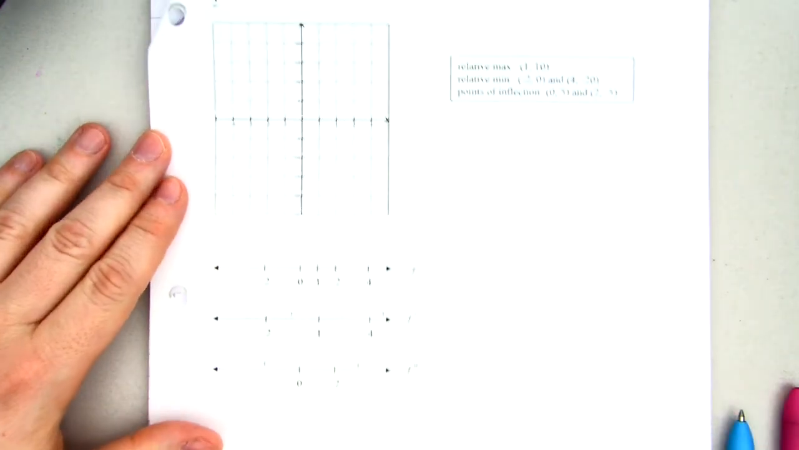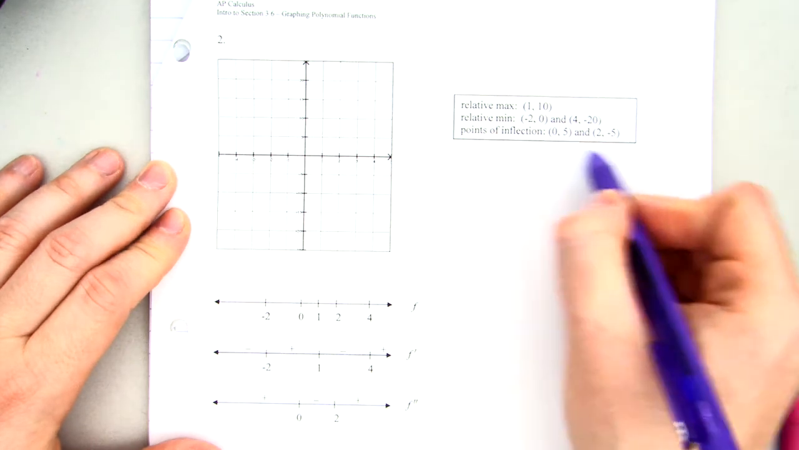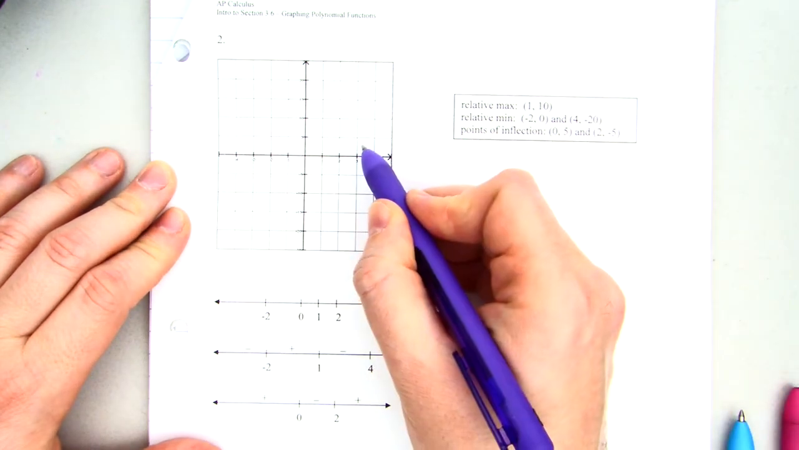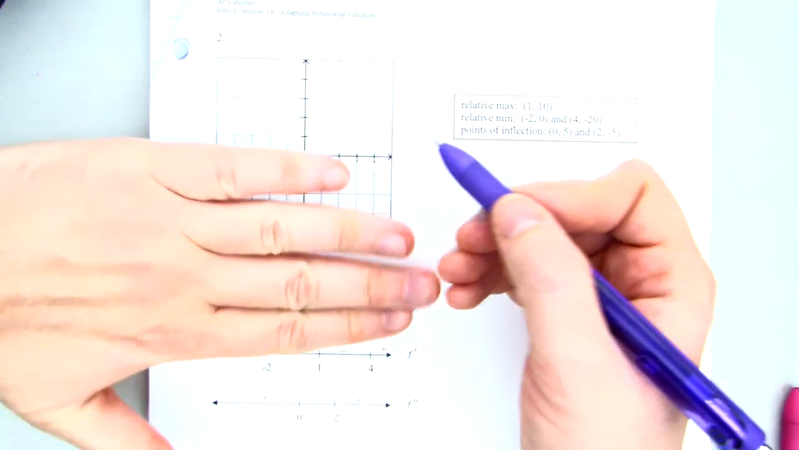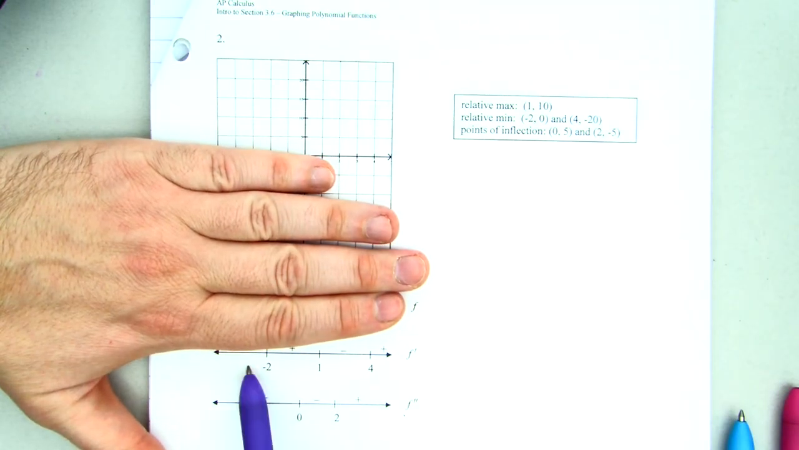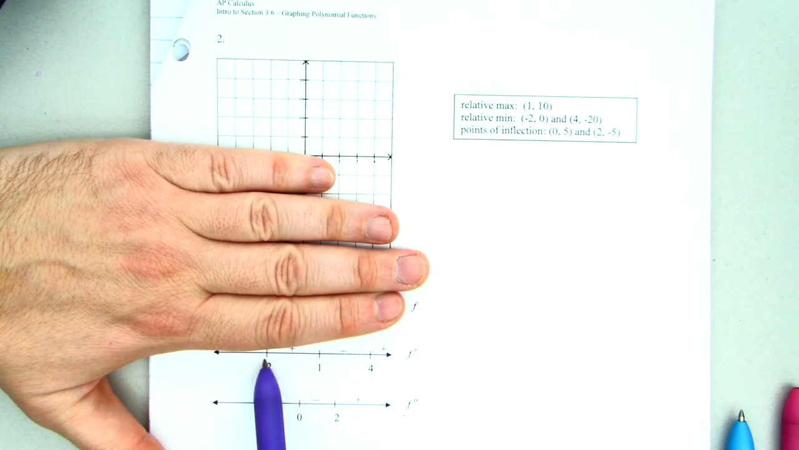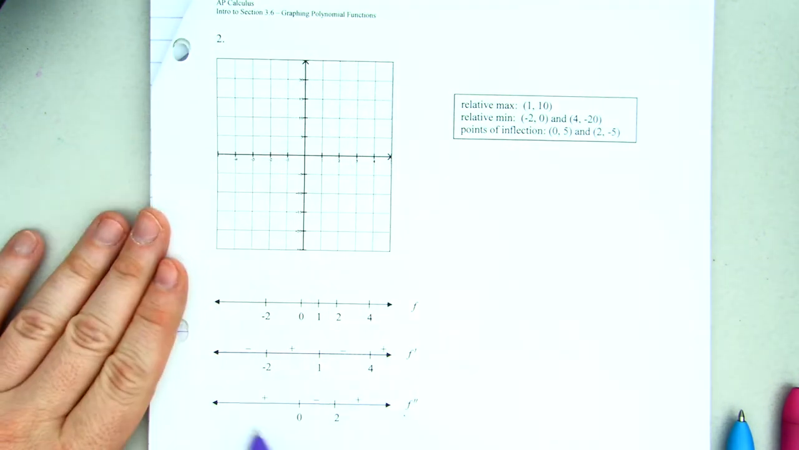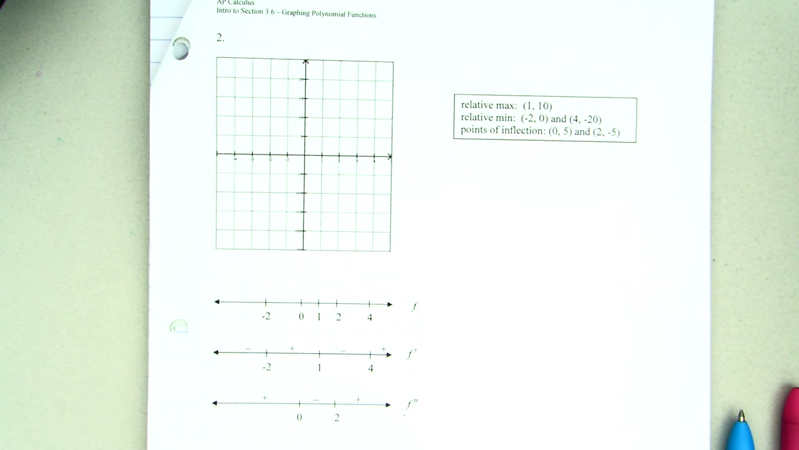What I want you to do right now is fill all these points in on the graph, and then ignore your F number line for right now. Just fill in your symbols on the F prime and the F double prime number lines. Your increasing, decreasing symbols on F prime, and your concavity symbols on F double prime. I'll make Edpuzzle pause the video.